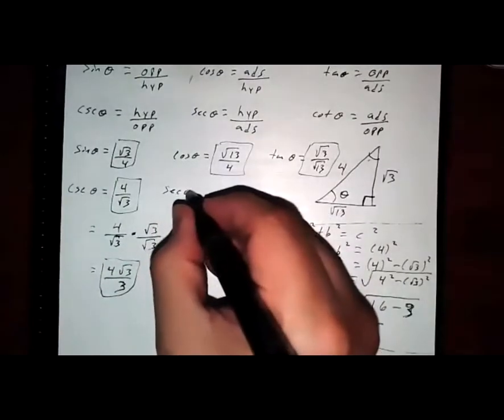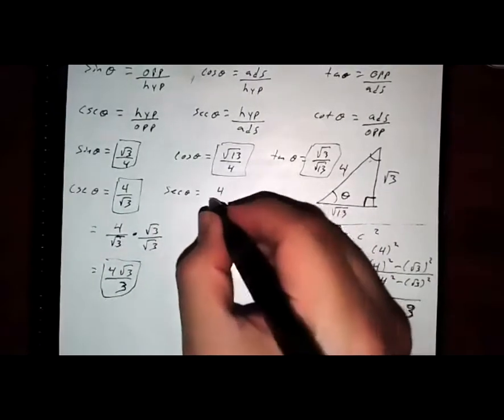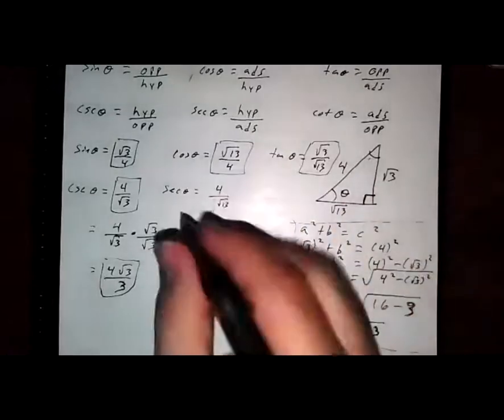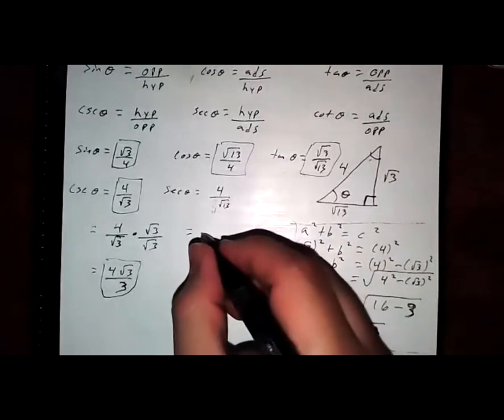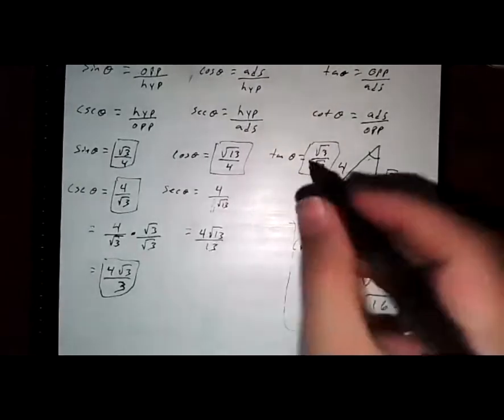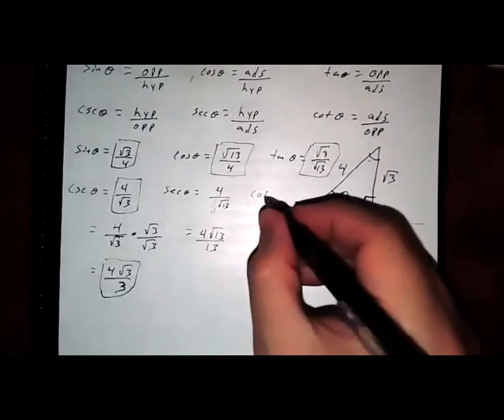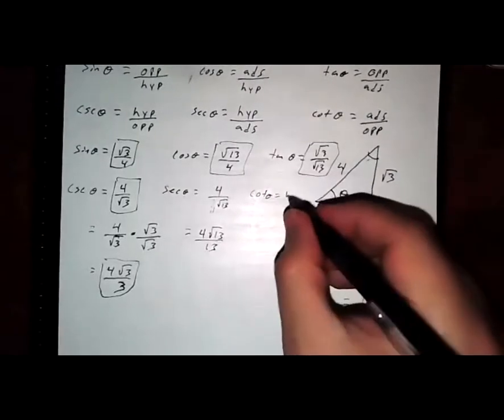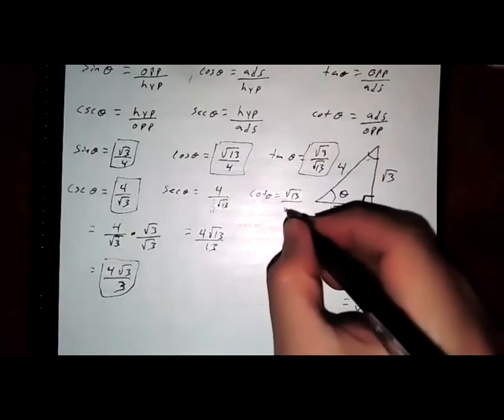Cosine, secant. So now we need secant. Secant theta is going to be 4 over root 13, which can be rationalized as 4 root 13 over 13. Cotangent will simply be root 13 over root 3.